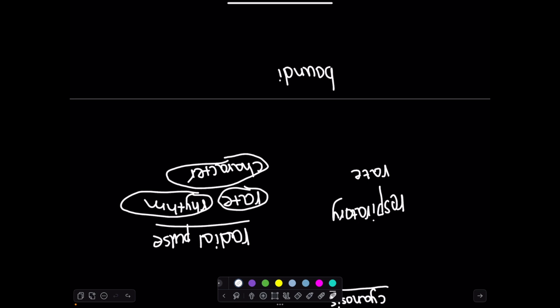Bounding pulse means strong, forceful beats, often linked to CO2 retention in respiratory conditions like COPD. High CO2 levels cause vasodilation, increasing pulse volume. You'd say, bounding pulse, possibly indicating CO2 retention.